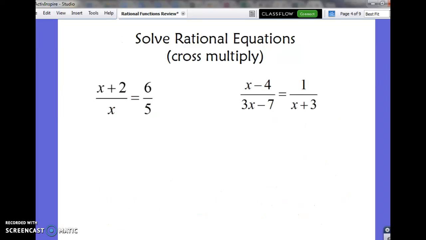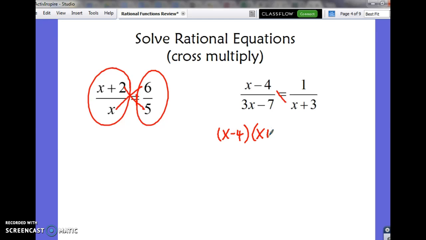So when you're solving rational equations, if you have a situation where you just have a fraction equal to a fraction, you will cross multiply and set what you have equal to each other. Since the first example is pretty straightforward, I'm just going to go on to the second example. So I'm going to cross multiply the numerator, which is the x minus 4, times the denominator, the x plus 3. Then I'm going to set that equal to what I get when I'm multiplying the other direction. So I'll have the 1 times the 3x minus 7.